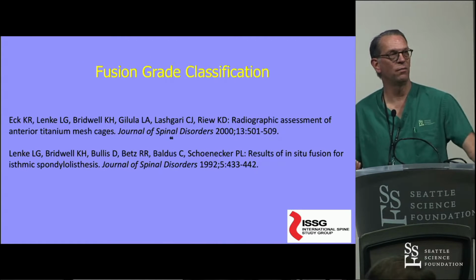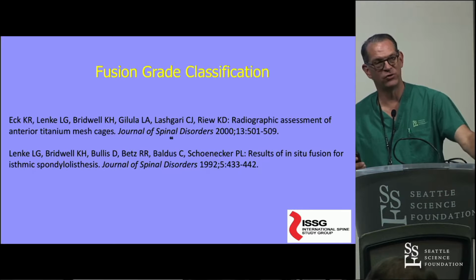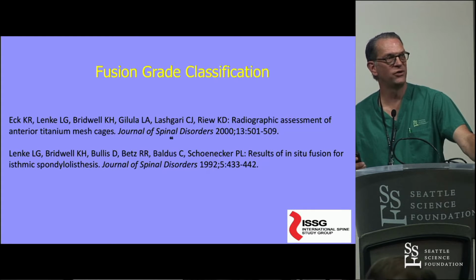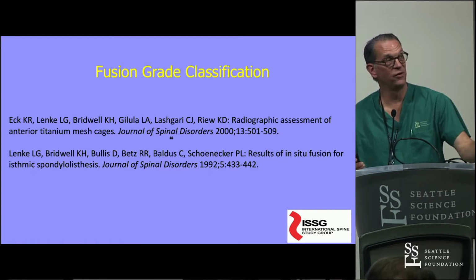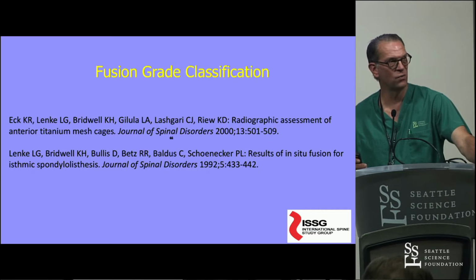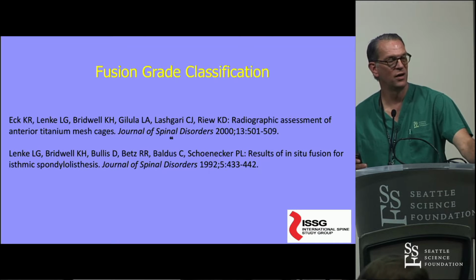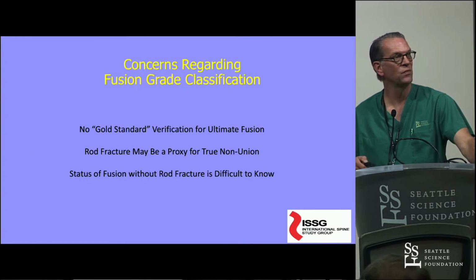So I think many of us are aware there's a fusion grade classification, and this is used mainly for research assessments. And this came out of WashU a number of years ago, looking both at interbody fusions and at posterior column fusions, and tried to assign a grading scale to the radiographic appearance on plain X-rays for when a fusion is clearly solid versus clearly failed. And they did include rod fracture as one end of this spectrum, suggesting a clear non-union when the rod fracture had occurred.